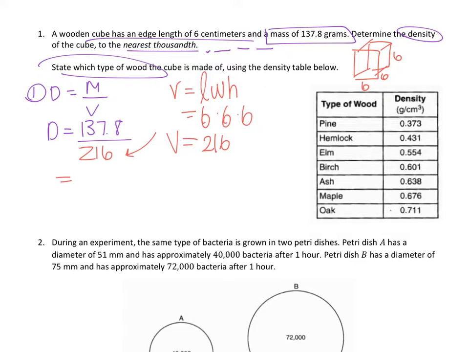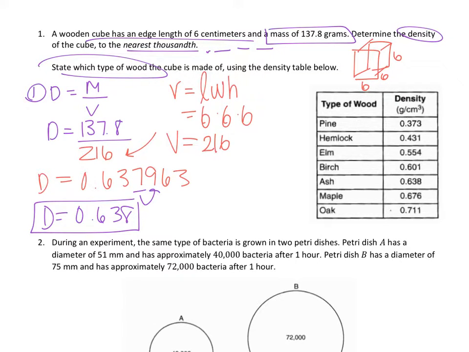We're going to type this in the calculator and get our decimal. Remember that we do need to round it to the nearest thousandth. So we get D equals 0.637963. Thousandth is 3 places, so we have D equals 0.638. The 7 does have to get bumped up to become an 8. So we have the density, and then it says state the type of wood based on the density table. So looking in the second column, the one that matches our density is ash.